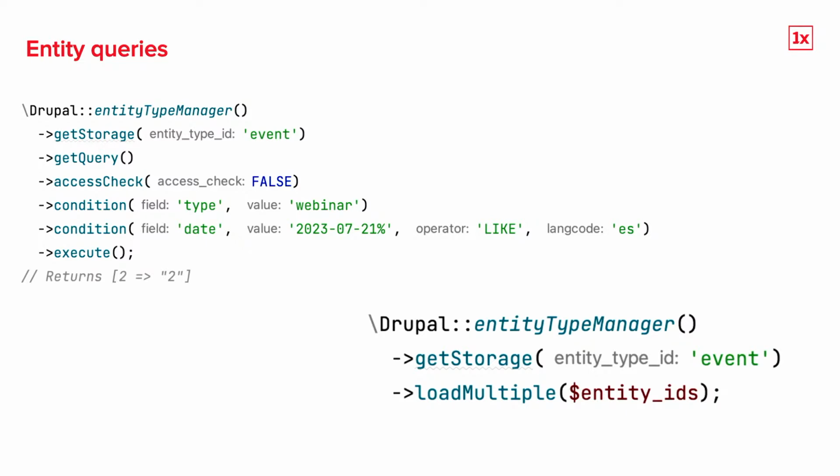And further, we have the ability to define whether that query is searching across all translations of the entity or just a specific translation. In that case, it's going to be searching only for webinars that have a Spanish translation and are on the 21st of July. Then we execute the query, which returns an array where we have the revisions as a key and the ID of the entity as a value. In that case, it's the entity ID 2, and we can assign that to a variable, entity IDs, for example, and then we can use the storage in order to load the entities.